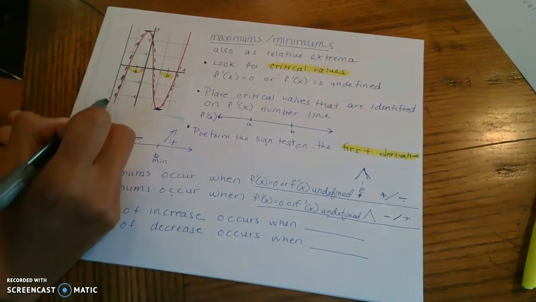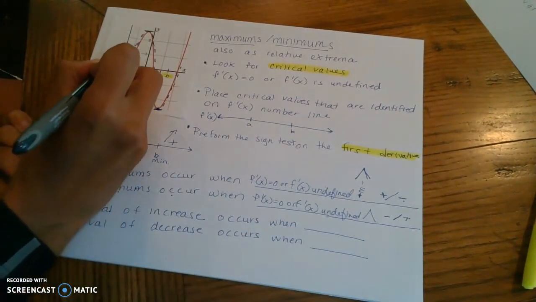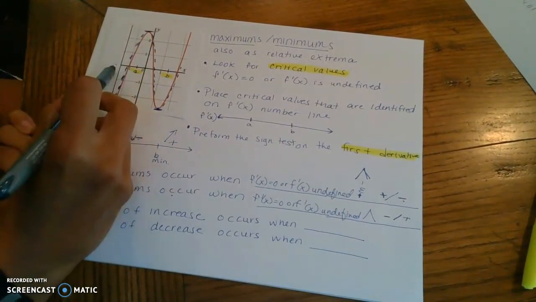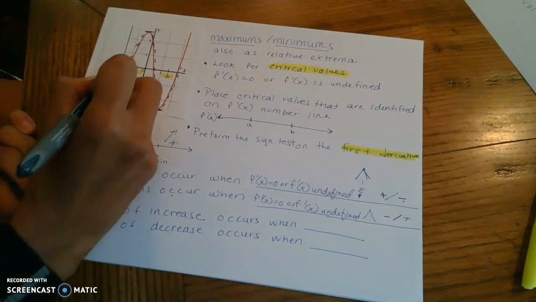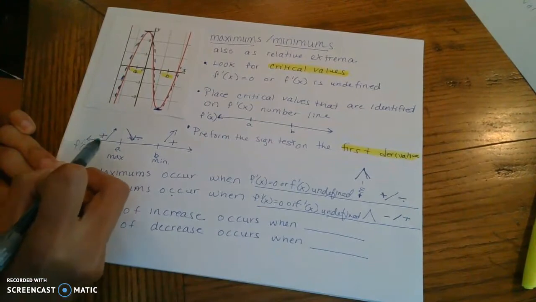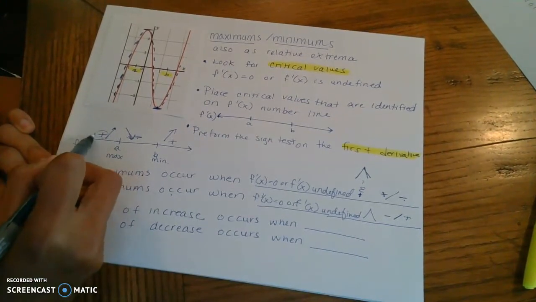Look at my original function. If I'm tracing this, my pen is going up. Well, that's interesting. So from the interval of negative infinity to a, my pen is going up. So look at my first derivative. From the interval from negative infinity to a, it's marked as plus.